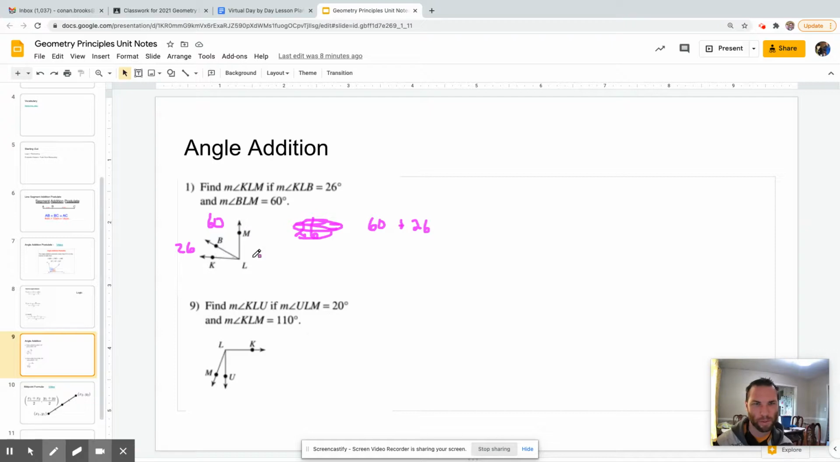So 60 plus 26, and we're trying to find the total. So in this case, it's going to be 86. And if your x was over here, you would just subtract it all.